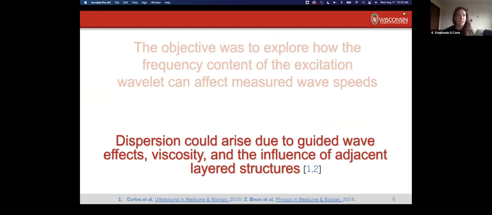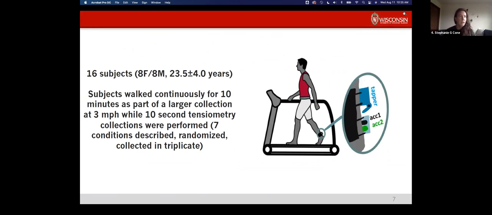To investigate this, we had 16 subjects, 8 female, 8 male, and these subjects were walking barefoot on a treadmill for about 10 minutes total as part of a larger collection. I mentioned that we look at impulsive taps as well. But for this data, we were collecting 10-second tensiometry collections with 7 different conditions, randomized and collected in triplicate. Basically, we just had them all go at once and then collected a randomized stream of data to compare.